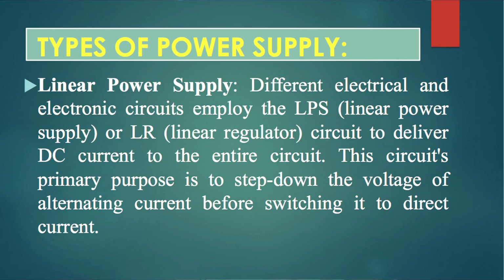Next, linear power supply. Different electrical and electronic circuits employ the linear power supply, which is also called a linear regulator circuit, to deliver DC current to the entire circuit. The circuit's primary purpose is to step down the voltage of alternating current before switching it to a direct current.